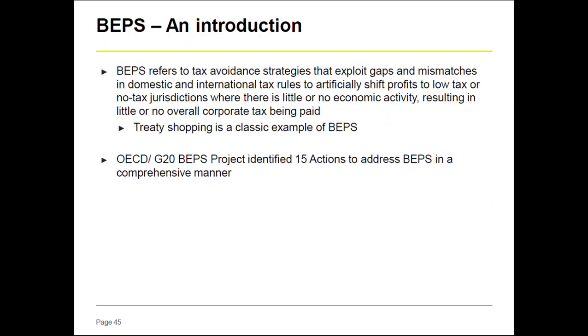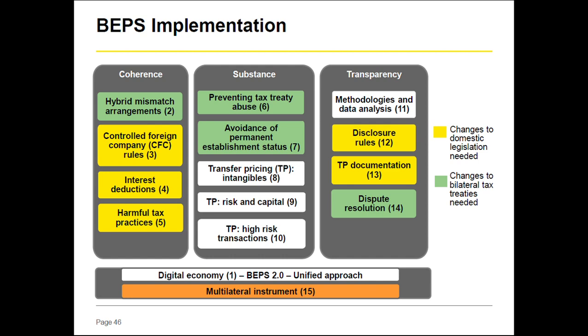Okay. BEPS, base erosion and profit shifting. These measures are introduced to avoid tax evasion by transferring profit to a country where there is less tax or no tax. BEPS has 15 action plans. The 15 action plans have been divided into three: coherence, substance, and transparency.